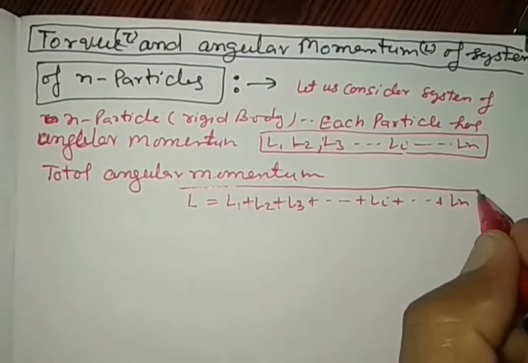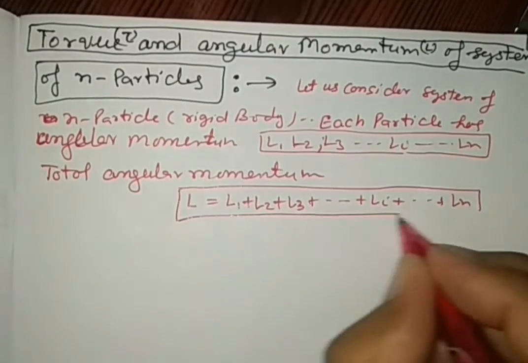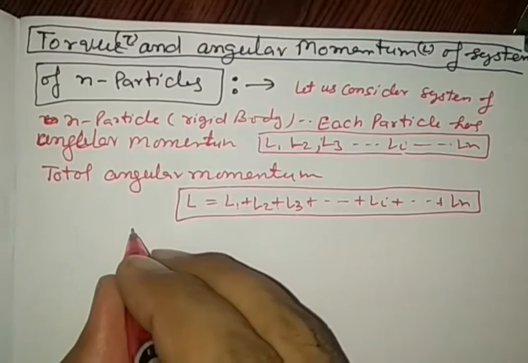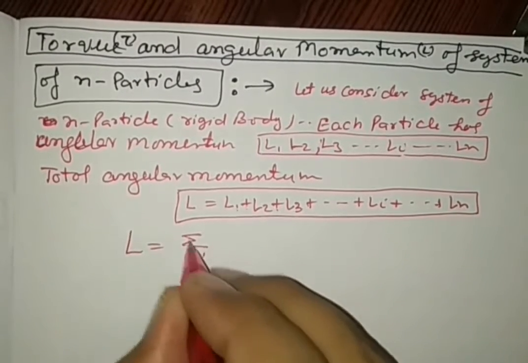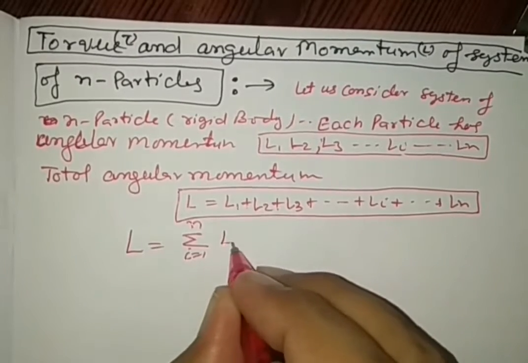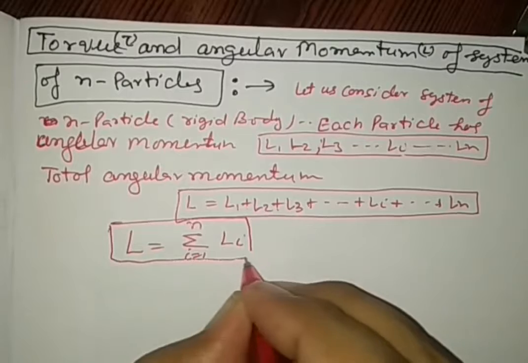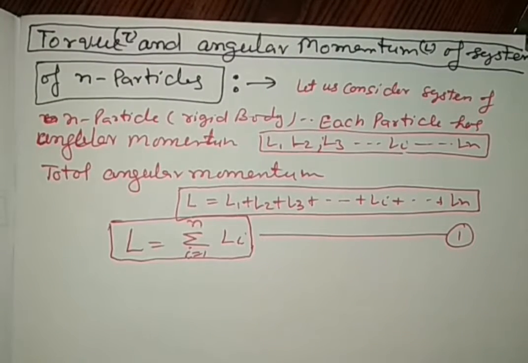And this total angular momentum can also be written in this form: summation i equal to 1 to n of Li. See very carefully and represent it as equation number 1. It is clear?